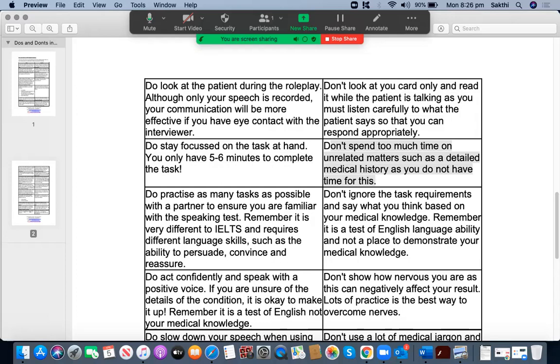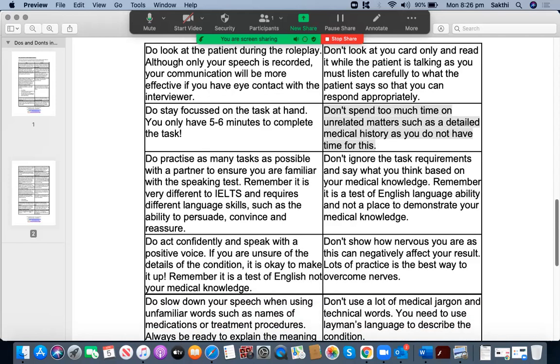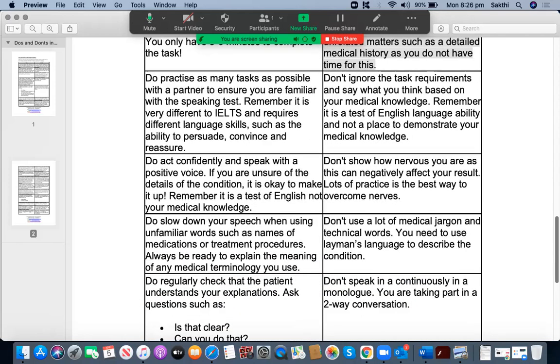Don't spend too much time on unrelated matters such as a detailed medical history, as you do not have time for this. You need to ask questions in relation to the previous medical history, whichever is relevant. Whenever it is applicable to a situation, you can ask the patient. Otherwise, you should not waste your time asking all the previous health history of the patient. Let's go through the next one.